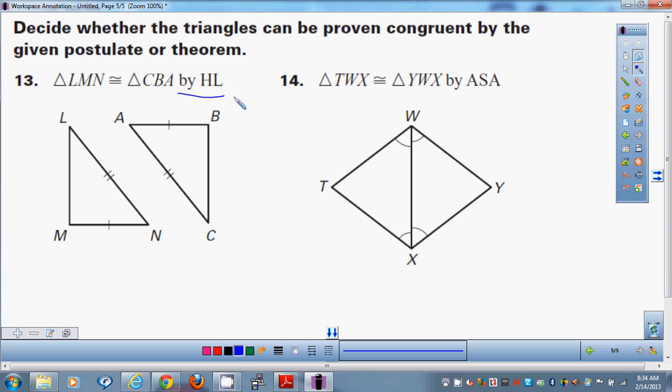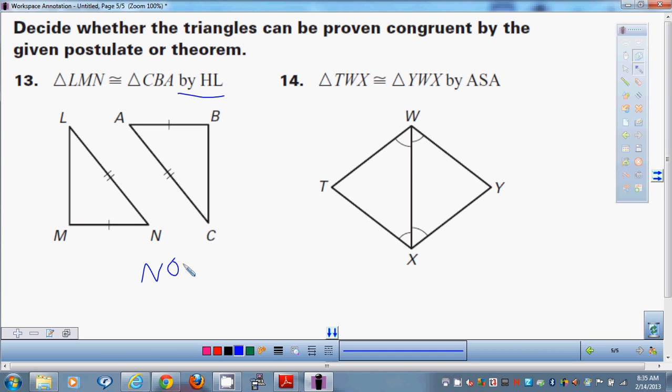You don't have any angle, do you? No. If you do not have an angle at all, what is the only thing you can use to show triangles are congruent? Trip. Very good. Do we have all three sides? No. So not enough information.